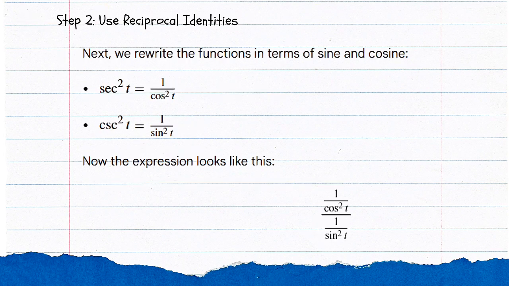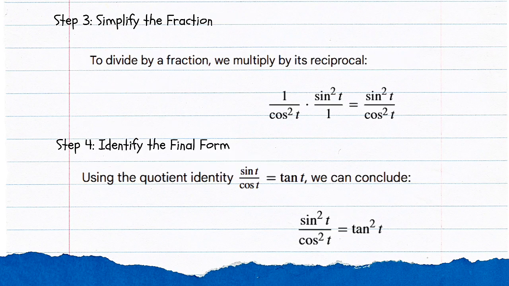Step 2 is use reciprocal identities. Next, we rewrite the functions in terms of sine and cosine. Since secant squared t is equal to 1 over cosine squared t, and cosecant squared t is equal to 1 over sine squared t, our expression looks like this: 1 over cosine squared t over 1 over sine squared t. Step 3 is simplify the fraction. To divide by a fraction, we multiply by its reciprocal.